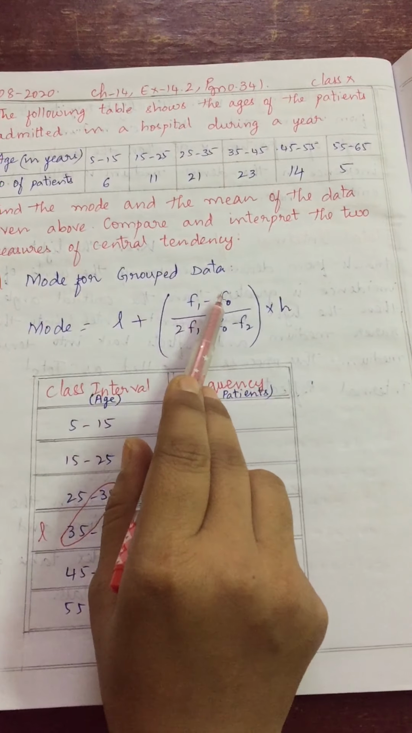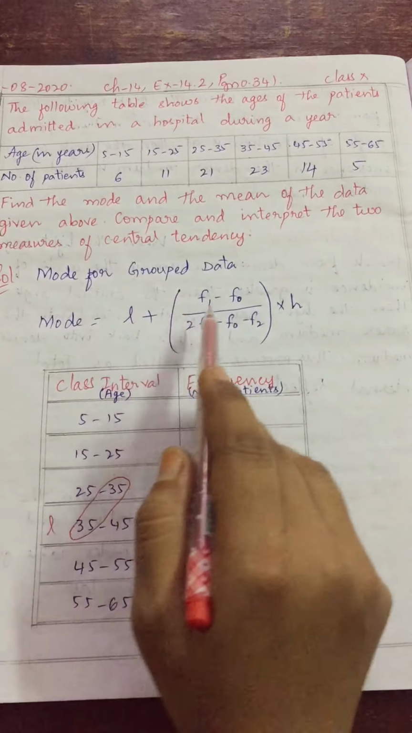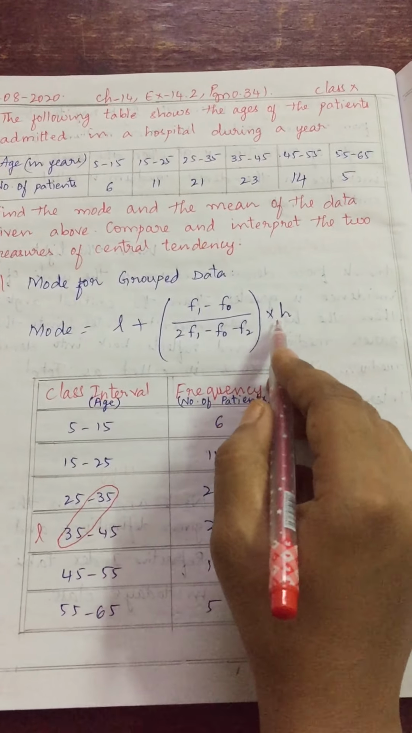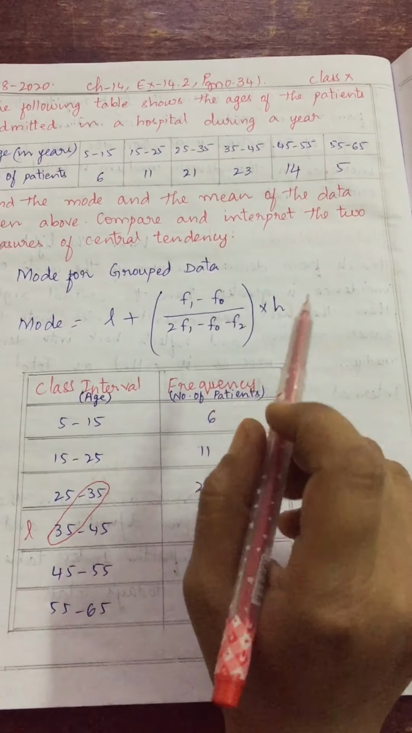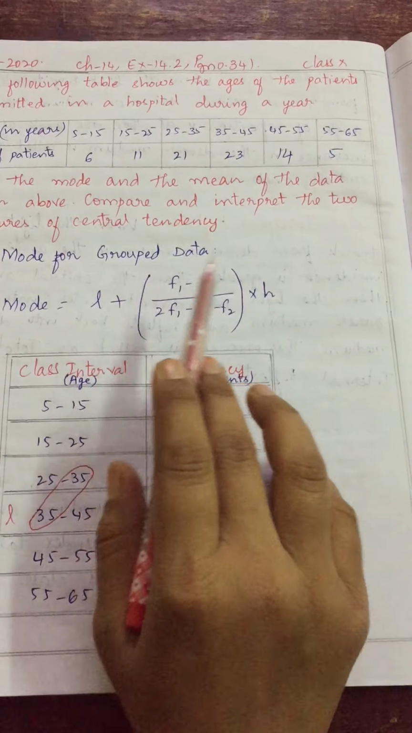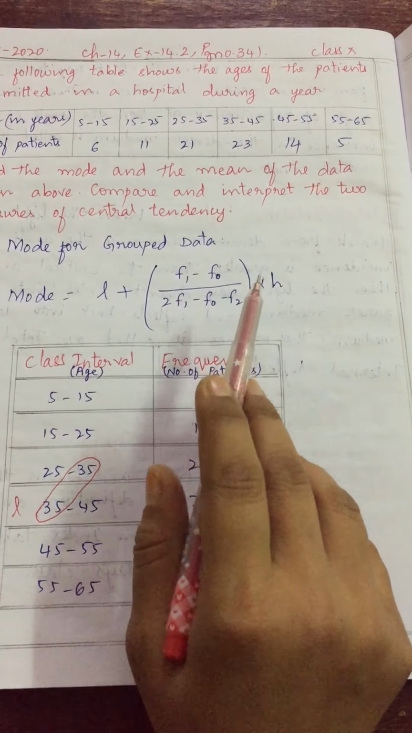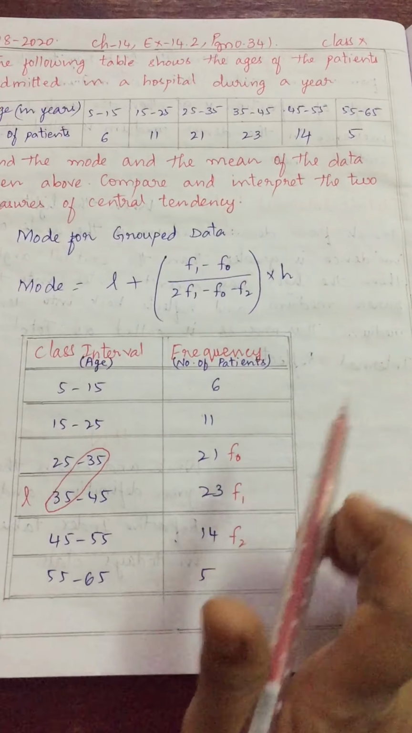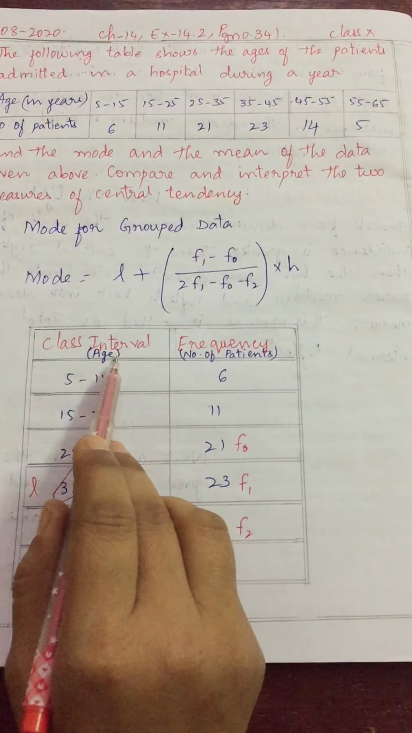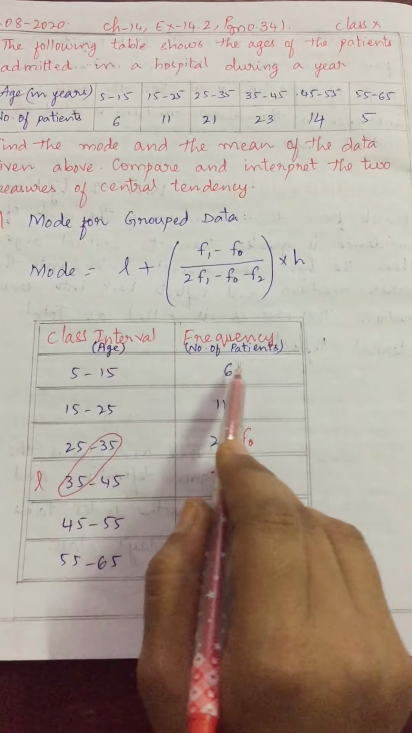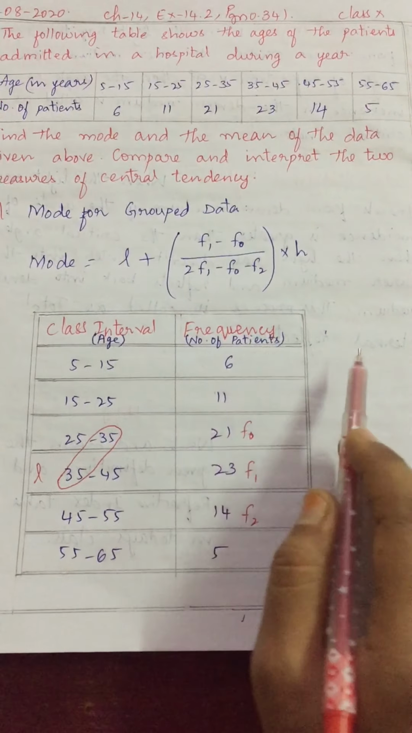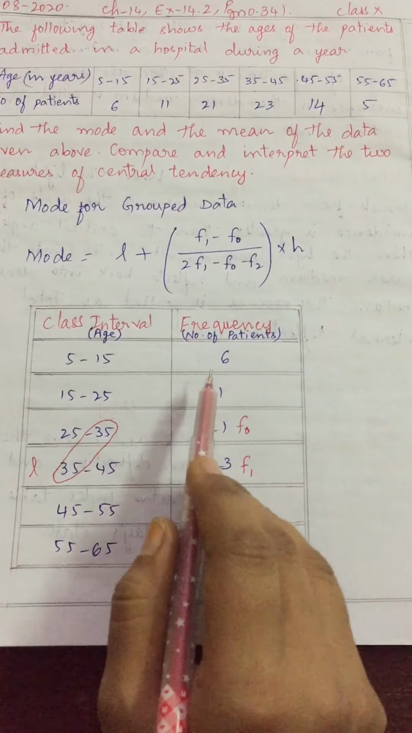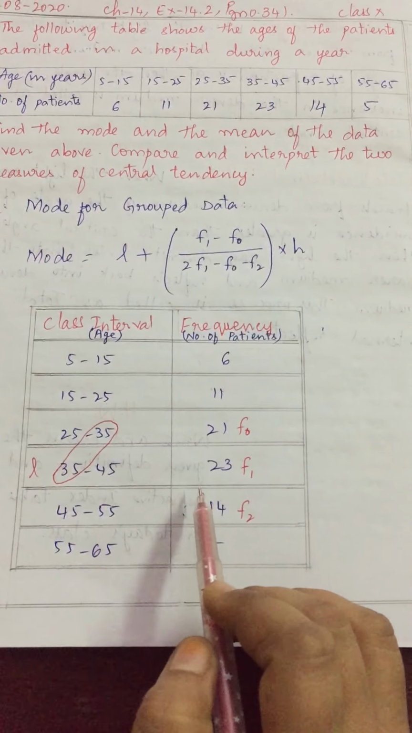Let's see. You know the mode formula for grouped data. Mode equals L plus (F1 minus F0) divided by (2F1 minus F0 minus F2), into H. This is the formula. And always remember, children, in all three measures of central tendency, mode is the easiest one. Here you need not prepare any more columns. Two columns he has given: class interval, that is nothing but age, and frequency, that is nothing but number of patients. No need to prepare a third column. These two columns, whatever he has given, we copy.